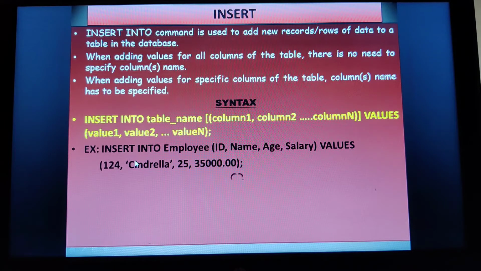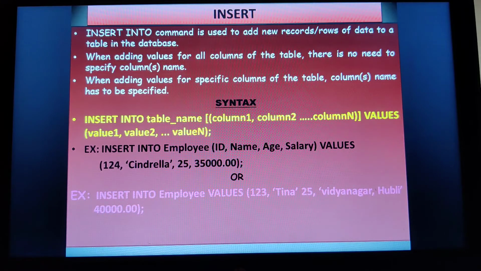One more format we have, wherein if you are entering values for all the columns for the first time, however many columns there are, how do I do it? Insert into employee, with employee as the table, then values. So this would be my ID, this would be name, this would be age, this would be address, because address was there already in the previous video example. Since address is a varchar, it's in single quotes. Name is also a varchar, single quotes, comma, then specify the salary.